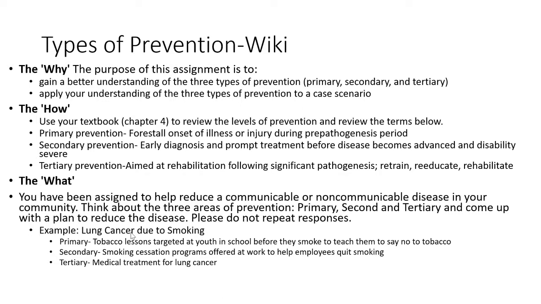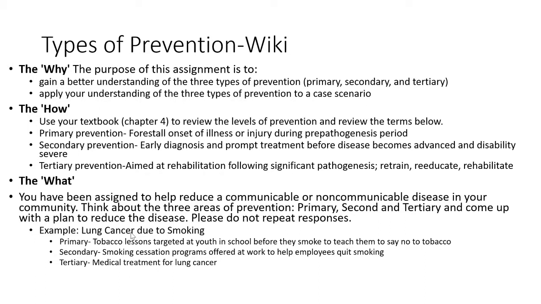Once you come up with it, you're going to give examples of the 3 types of prevention. So the example I have here is lung cancer due to smoking. The 3 types of prevention plans that I have come up with: under primary prevention, I'm going to have tobacco lessons targeted at youth in schools before they smoke to teach them to say no to tobacco. That's primary prevention because I'm identifying the problem before it becomes a problem.